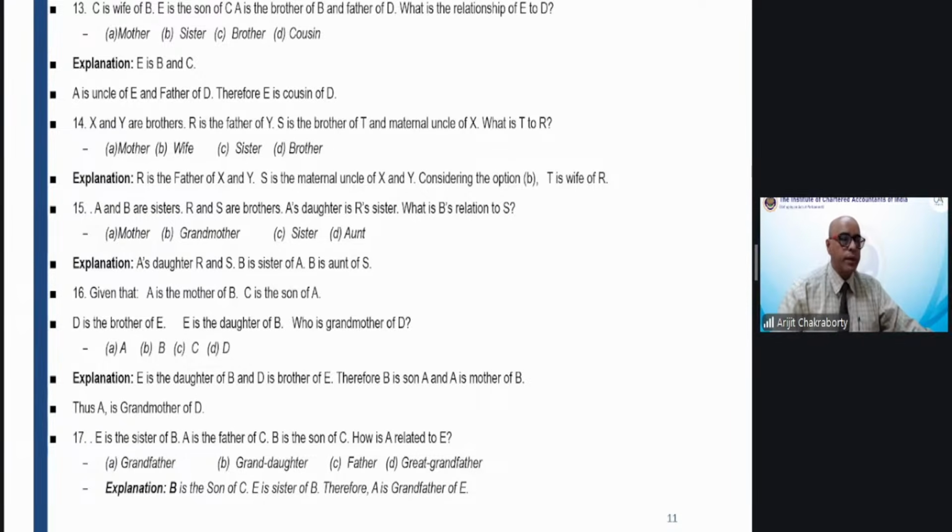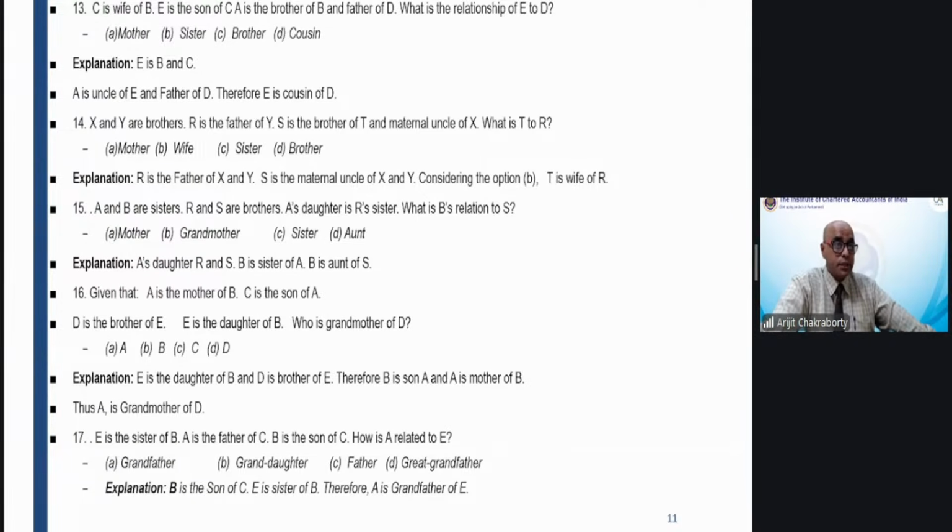The 15th question we are taking from the RTP section. A and B are sisters, R and S are brothers. A's daughter is R's sister. What is B's relation? We have already done a similar question earlier from the exercise. Here once again the logic is that A and B are sisters, R and S are brothers, and A's daughter is R's sister.